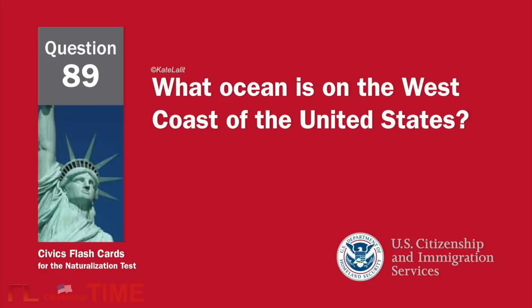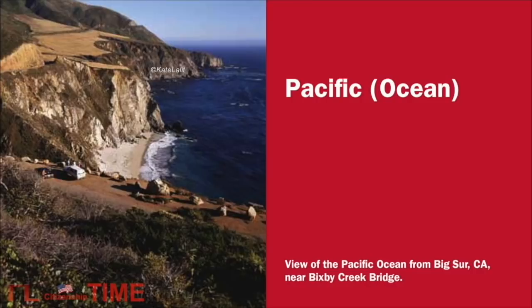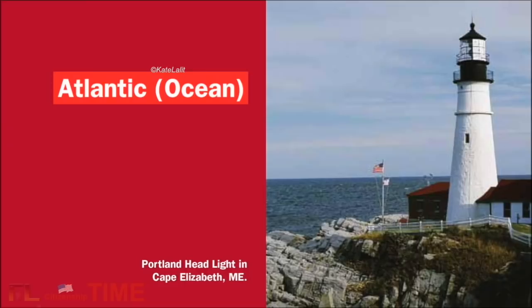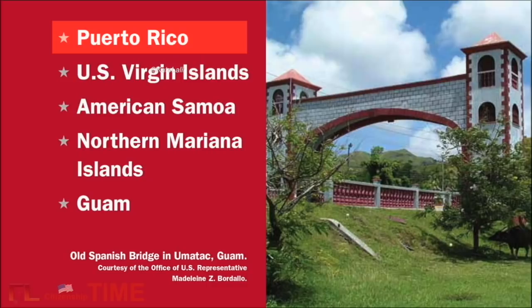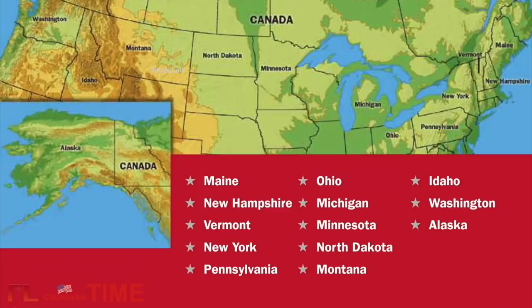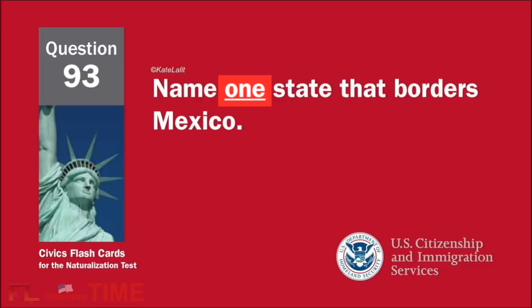What ocean is on the west coast of the United States? Pacific Ocean. What ocean is on the east coast of the United States? Atlantic Ocean. Name one U.S. territory. Puerto Rico. Name one state that borders Canada. Maine. Name one state that borders Mexico. California.